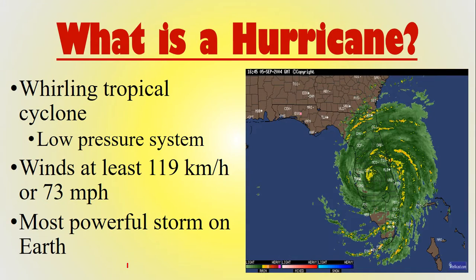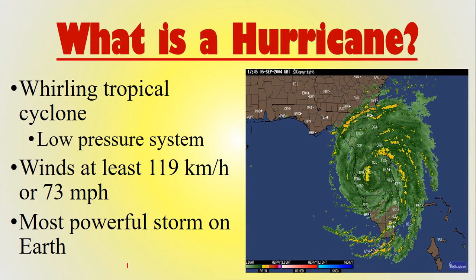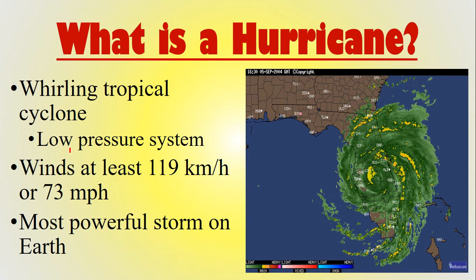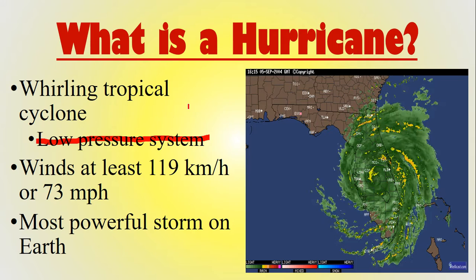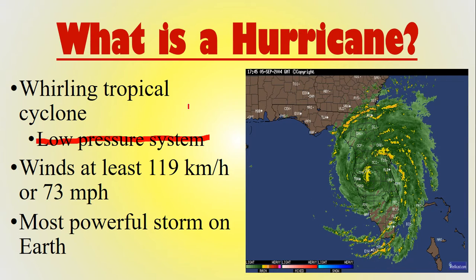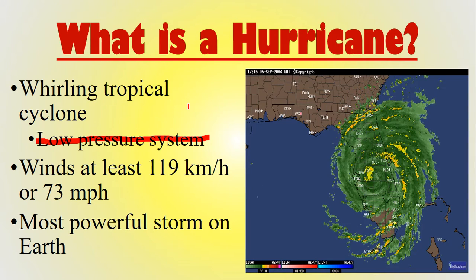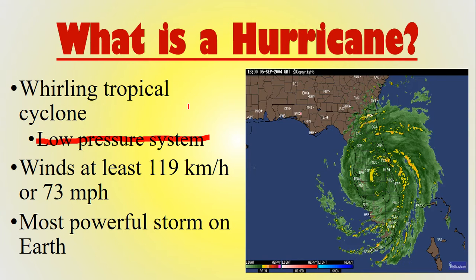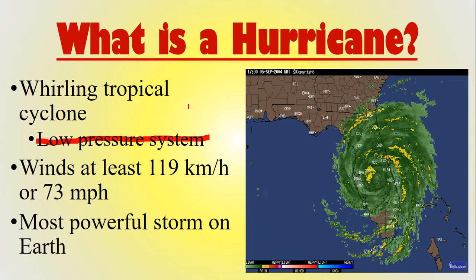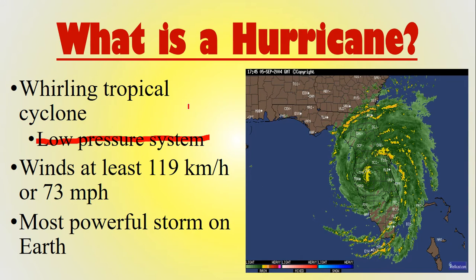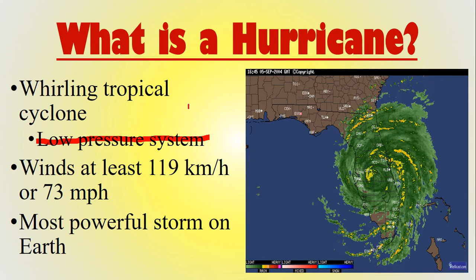So what is a hurricane? A hurricane is a whirling tropical cyclone, a low pressure system. If it's a low pressure system, what way does it spin in the northern hemisphere? You need a little hint, look at the GIF to the right. It spins counterclockwise. Now, hurricanes have winds of at least 119 kilometers per hour, or 73 miles per hour. It's one of the most powerful storms on Earth.